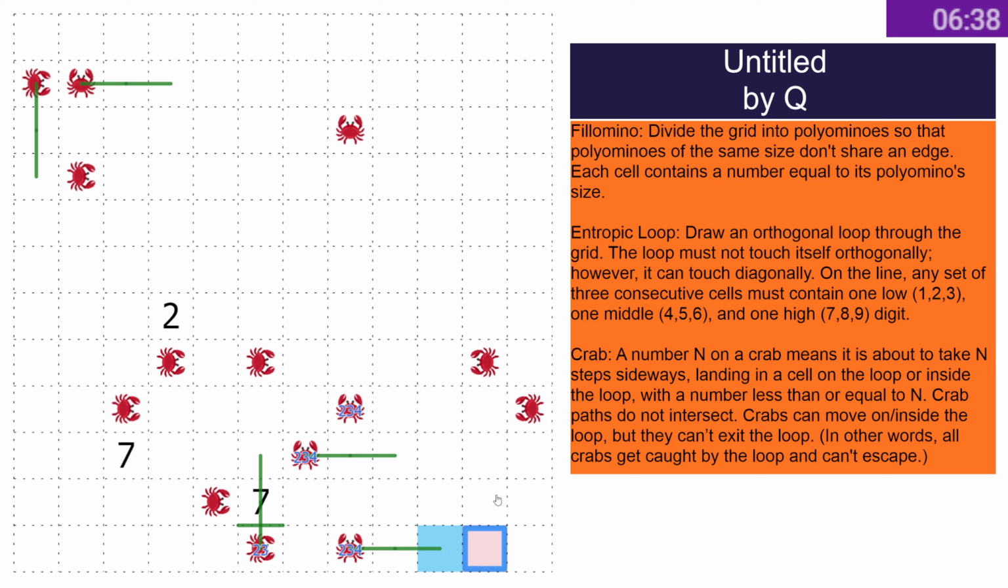Here's another thought. This cell has to be loop because if it's not, your loop does that. The crab stays inside and moves 2, going to either a 2 or a 1, so that's not allowed. So that cell has to be loop.